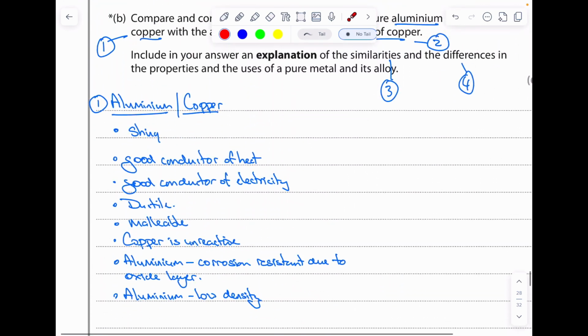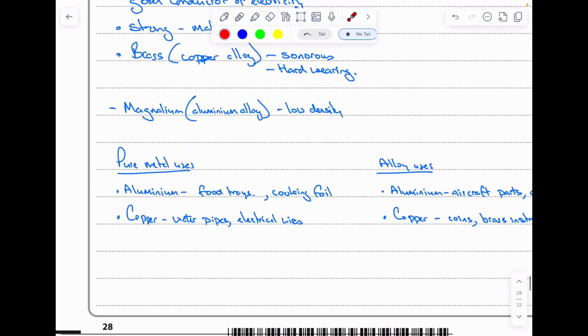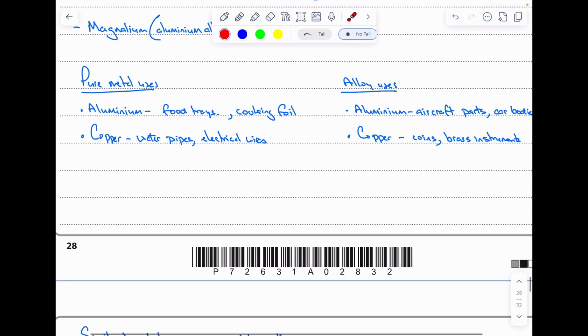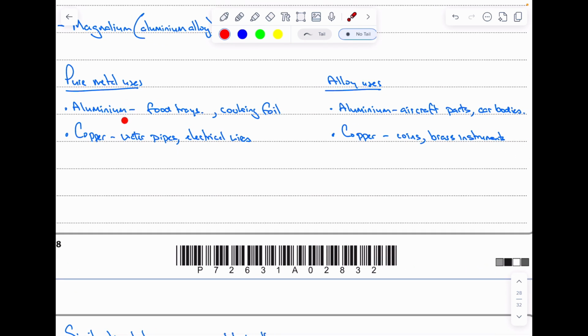Okay, so we've kind of gone through stages 1 and 2. It also asks us to do some uses for these. So here are some uses. So the pure metals, aluminium first. So takeaway trays, they come in aluminium trays. Cooking foil, tin foil. Copper is used in water pipes, electrical wiring. And then the alloys, the aluminium alloys, you've got aircraft parts and car bodies. And copper alloys, we have got coins and brass instruments, hard wearing, and again that looks nice and sonorous sounds.